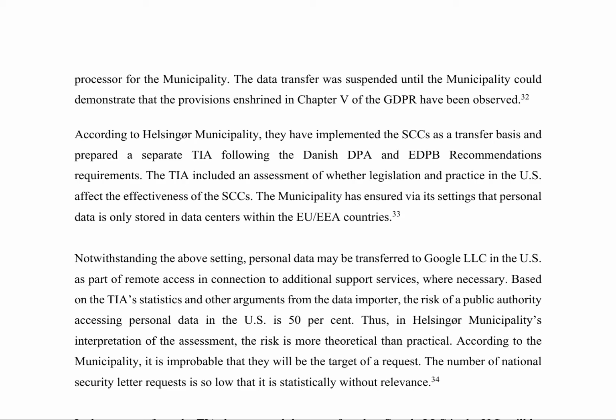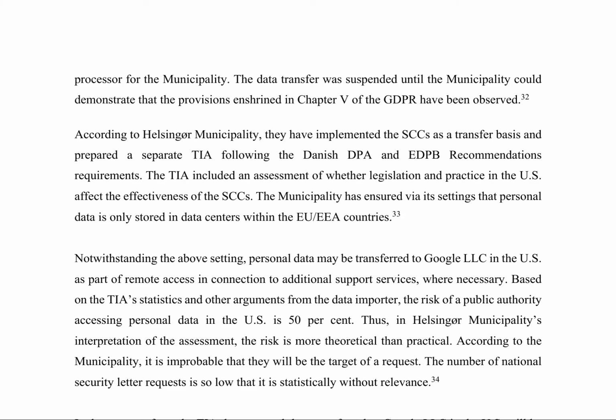In Denmark, the Helsingor Municipality suspended data transfer to Google LLC in the US due to non-compliance with Chapter 5 of the General Data Protection Regulation, GDPR. To address this, the municipality implemented standard contractual clauses, SCCs, as a transfer basis and prepared a separate transfer impact assessment, TIA, following recommendations from the Danish Data Protection Authority and European Data Protection Board.